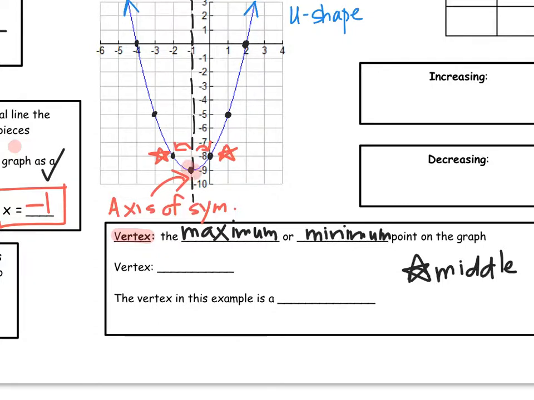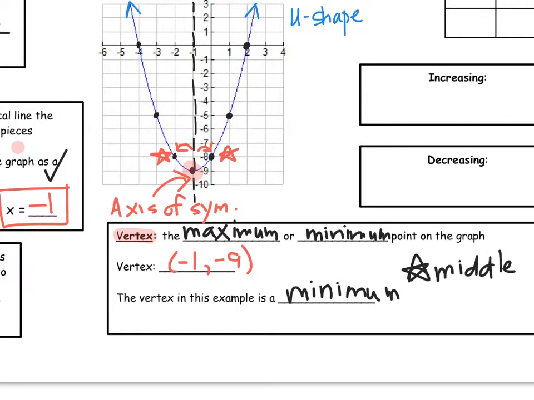So our vertex, we know, is right here. We already have it plotted. The coordinates are -1, -9. And in our example, is it a maximum or is it a minimum? In our example, it's the lowest point, so we'll say it's a minimum.